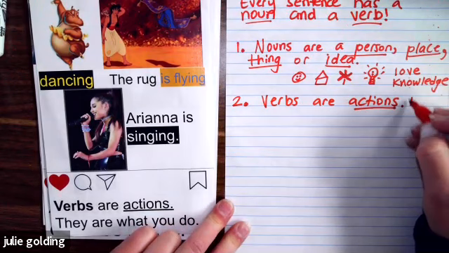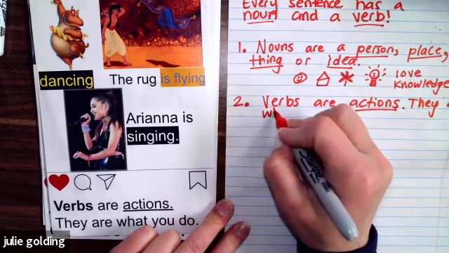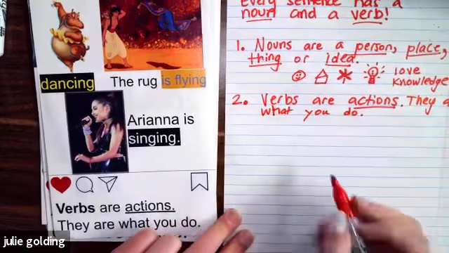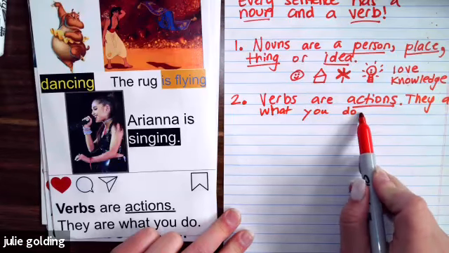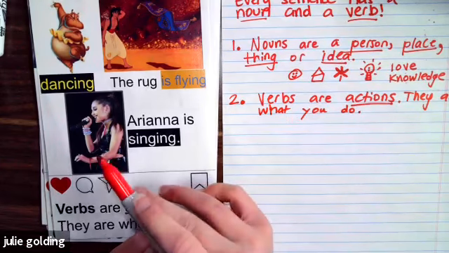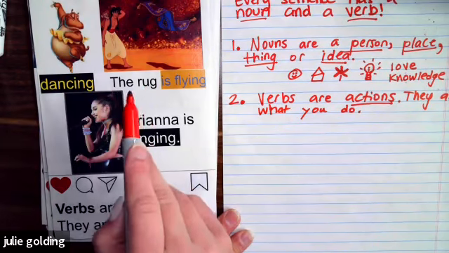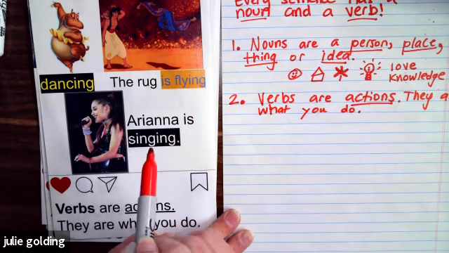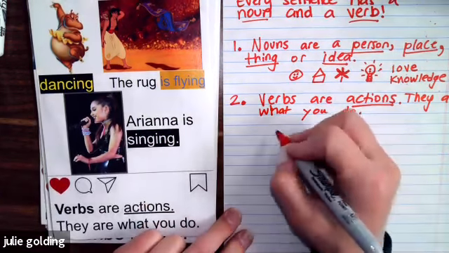What is an action? They are what you do. Notice, by the way, that I am writing each sentence and I'm still using correct punctuation. Periods at the end of my sentence, capital letters at the beginning. Here are some examples. Dancing. This hippo is dancing. The rug is flying. Ariana is singing.